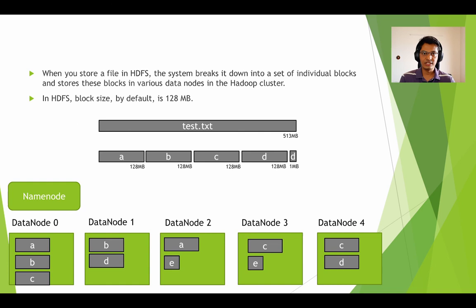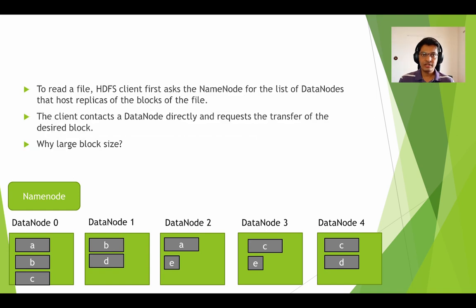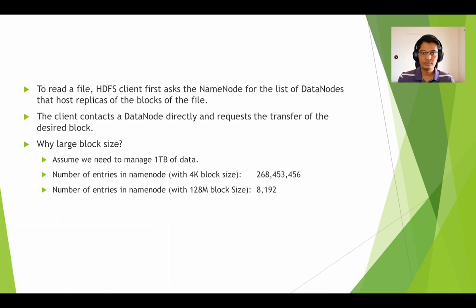When you store a file in HDFS, the system breaks it down into a set of individual blocks and stores the blocks in various data nodes in the Hadoop cluster. In HDFS, block size by default is 128 MB. To read a file, HDFS clients first request the name node for the list of data nodes that host replicas or blocks of the file. The client then contacts the data node directly and requests the transfer of the desired block. But why large block size?